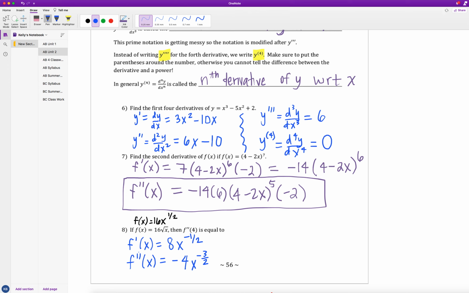Those I needed because eventually I want to find f double prime of 4, but the only way I can do that is by having an f double prime in general, which means I also need an f prime in general. So now to find f double prime of 4, we're going to substitute in 4 for x. I end up with negative 4 times 4 to the negative 3/2 power. Now, if this is a free response problem, you are more than welcome to leave your answer here.